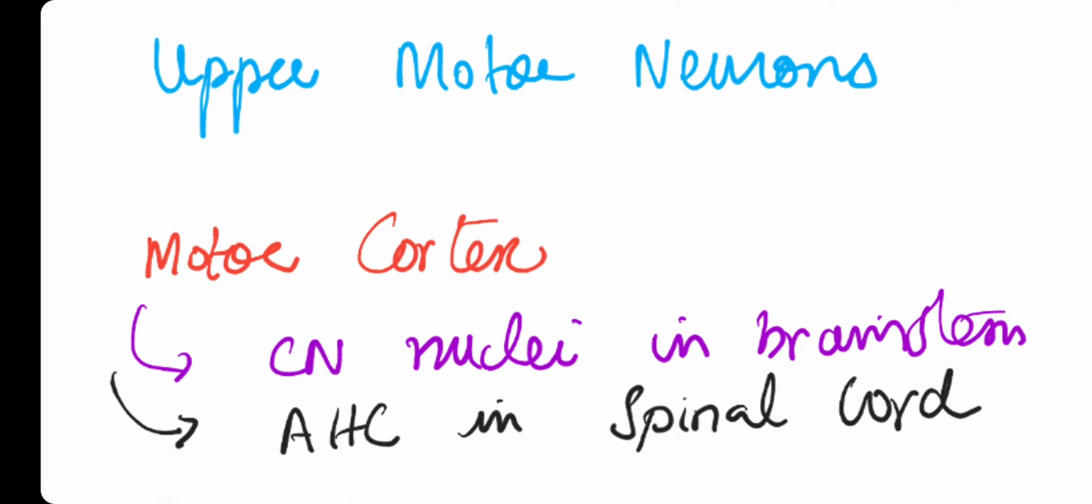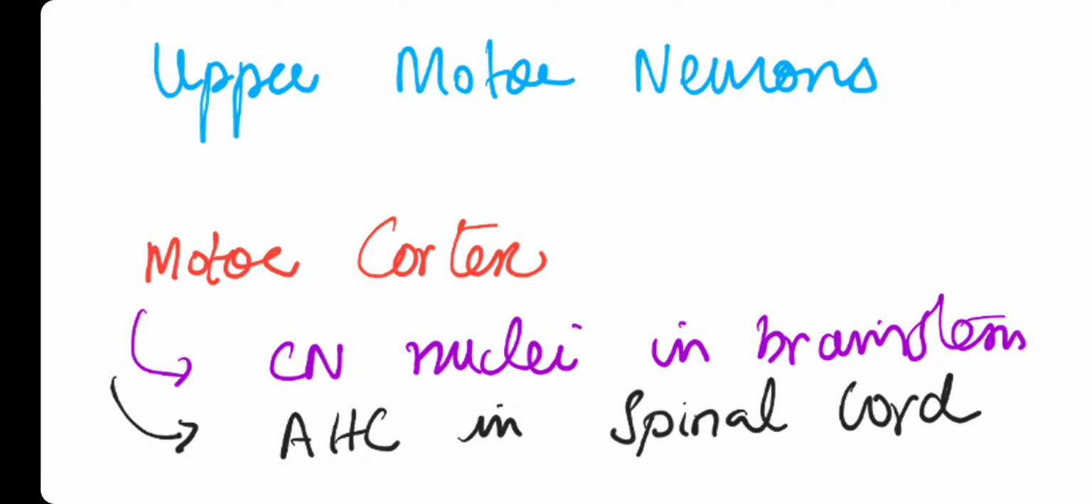So what are the upper motor neurons? They start from the motor cortex in the precentral gyrus and go to the cranial nerve nuclei in the brainstem if they're controlling something around the head, or the anterior horn cells in the spinal cord if they're controlling the body. So the upper motor neurons span from the motor cortex to the cranial nerve nuclei or the anterior horn cells in the spinal cord.